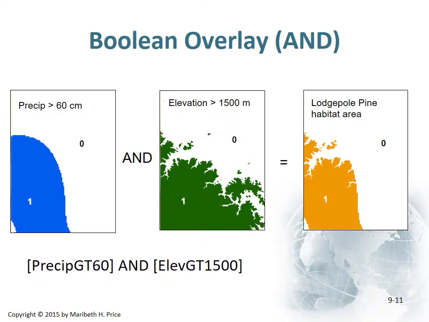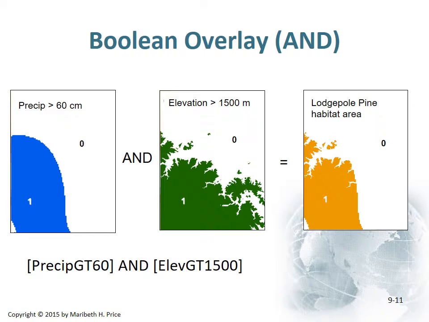So let's get down to what we can do with Boolean overlays when we have them. We've created a few. Here's a real simple analysis. We had a precipitation layer, and we queried it to find areas that had greater than 60 centimeters precipitation. That's the ones in the figure on the left. In the figure in the center, we queried an elevation grid, and we got all the values that were greater than 1,500 meters as 1, in this case green. The first one, they're blue.